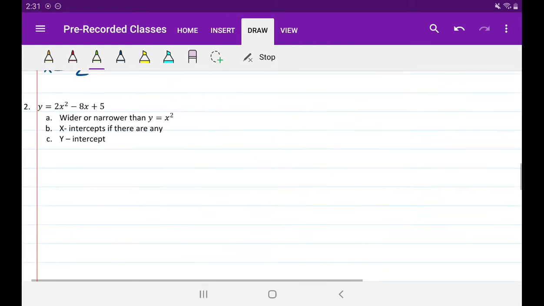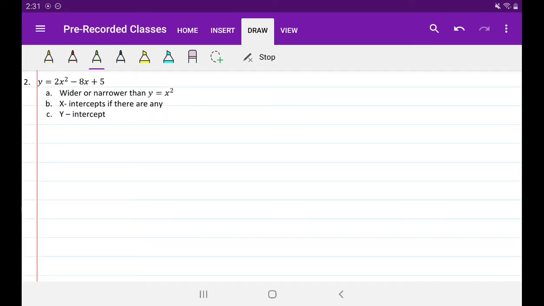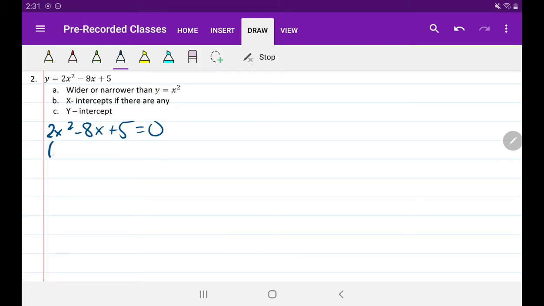Let's go on to number 2. So we have y is 2x squared minus 8x plus 5. So I can go ahead and set this equal to 0 and try to factor it. So let's see. I'll have a 2x minus an x minus, let's see, 5 times 2 is 10. So let's do 5 and 1. I don't know if this is going to factor.